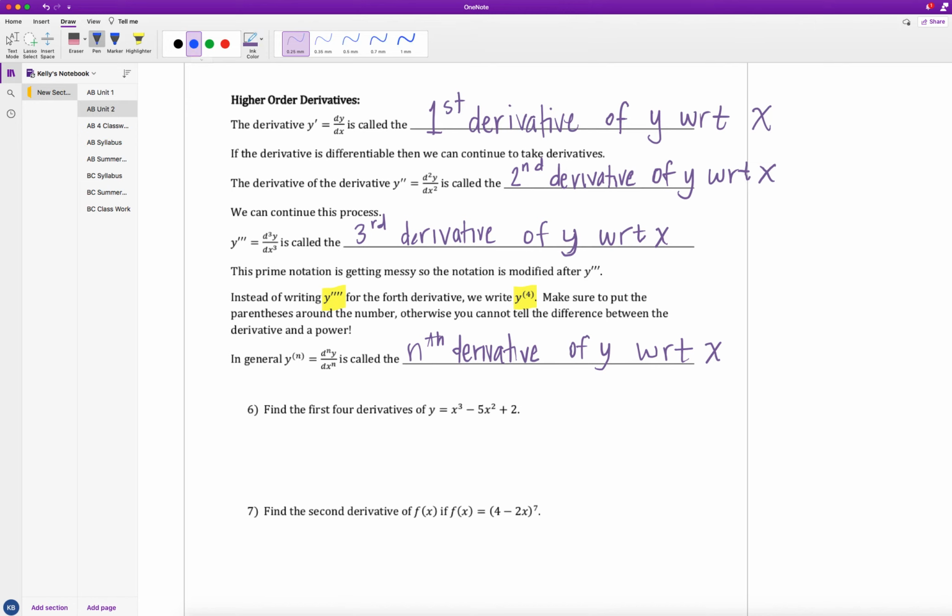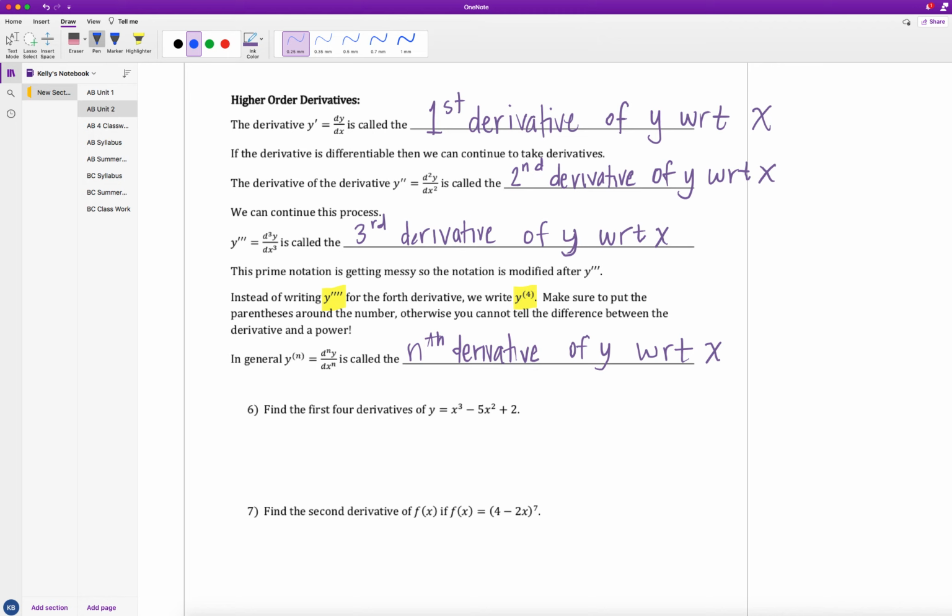In problem 6, it says find the first 4 derivatives of y equals x cubed minus 5x squared plus 2. Now, for me to find the second derivative, the only way I can do that is if I first find the first derivative. Likewise, the only way I can find a third derivative is if I first have a second derivative, but then I need a first derivative to begin with. So even if the question asks me to find the fourth derivative, I have to find all the ones prior, and that work needs to be shown.